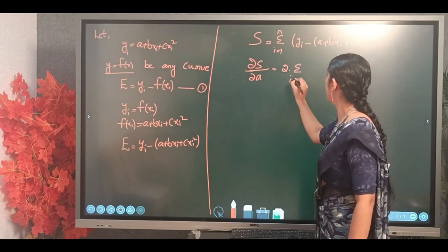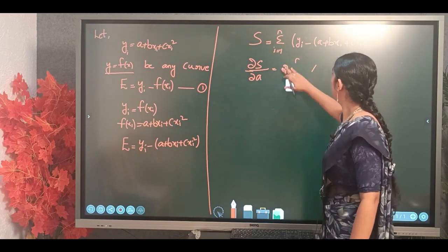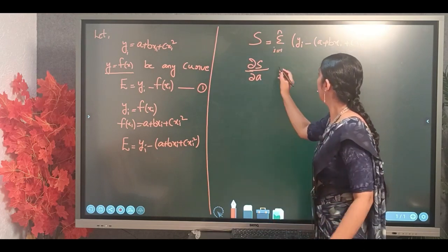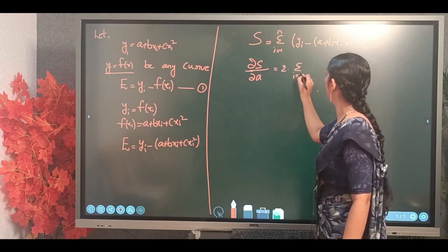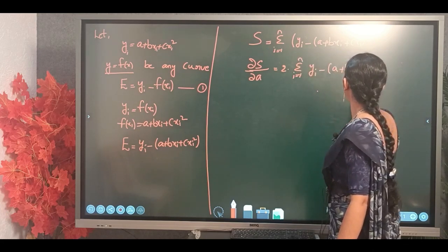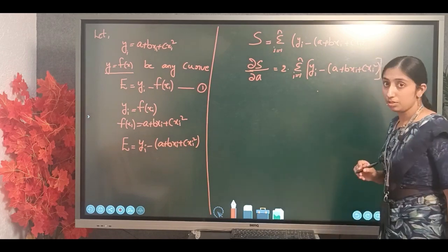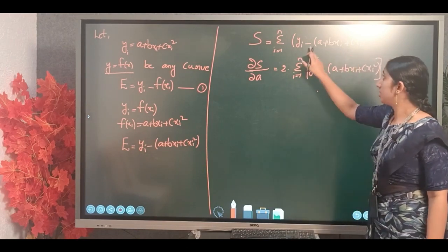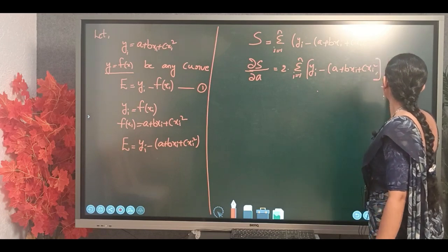The function here is summation i is equal to 1 to n. Okay, clear? 2 into summation i is equal to 1 to n of yi minus (a plus bxi plus cxi square). But here we are doing partial differentiation with respect to a. Is there any term here? Yes, here minus a. So when we differentiate we get minus 1.